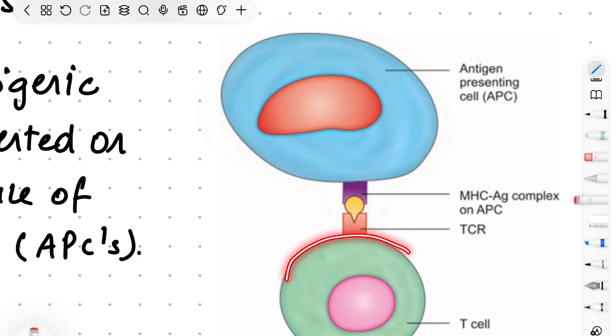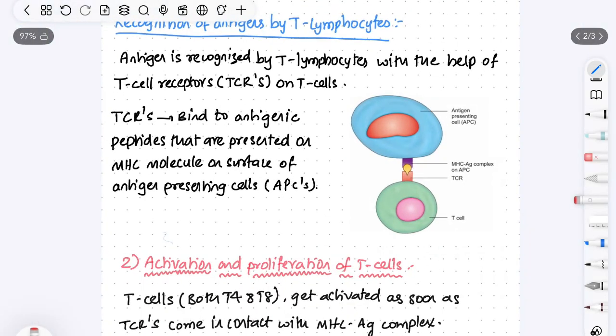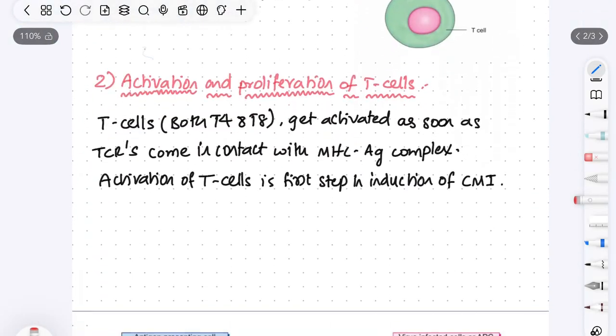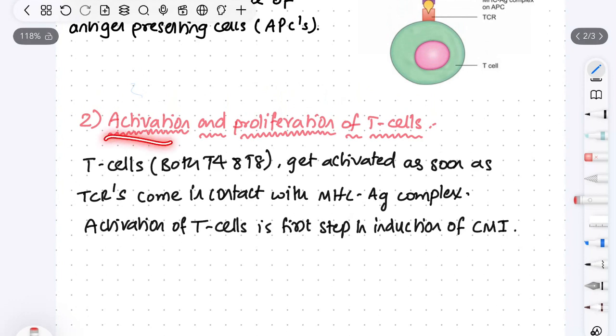After that, T cells recognize, with the help of TCR, the antigen presented on the surface, and they go and bind to the antigen fragment of this MHC-AG complex. Okay, I hope you got this concept. Next, the second step: the activation and proliferation of T cells.